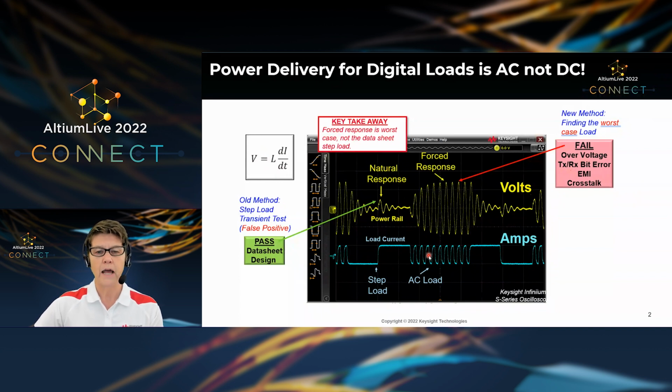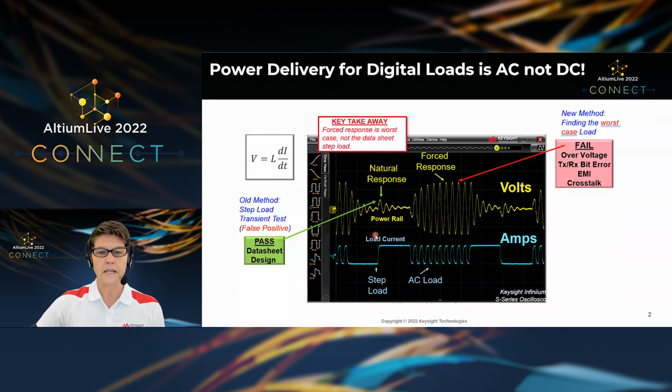But we can also have bursted data that has a much lower spectral content. And even going in and out of power modes or turning devices completely on and off can create a very broadband, wide bandwidth dynamic spectral content that we have to design for. This is one of the challenges of designing power for high-speed digital loads. The key takeaway here is that the forced response is worst case, not the datasheet step load.